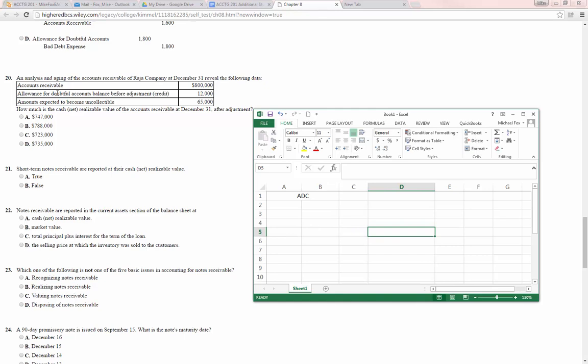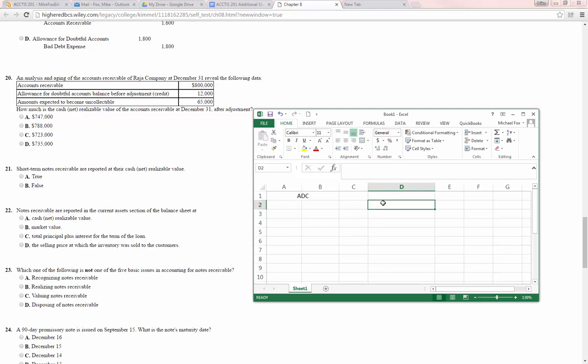So they believe that $65,000 is going to become uncollectible. They already have a balance of $12,000 in the account, so they need to do an adjustment of, what would that be? $53,000, to bring it up to $65,000. So after the adjustment, the amount that we expect to be uncollectible will be $65,000.